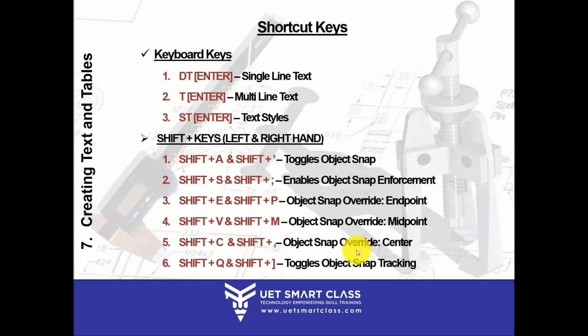The shortcut keys of module 7: there are 3 shortcut keys. Other than them, you have to write the complete command. So DT enter is for single line text, T enter is for multi-line text, and ST enter for text styles. Other than this, for tables and all, you have to write the complete command, table.